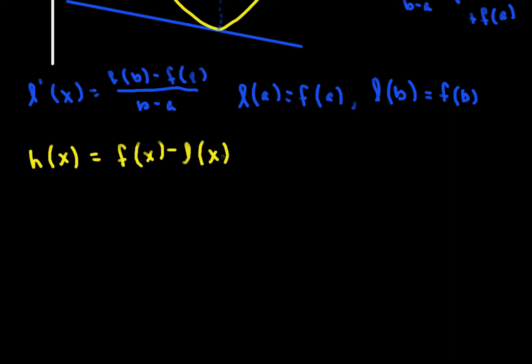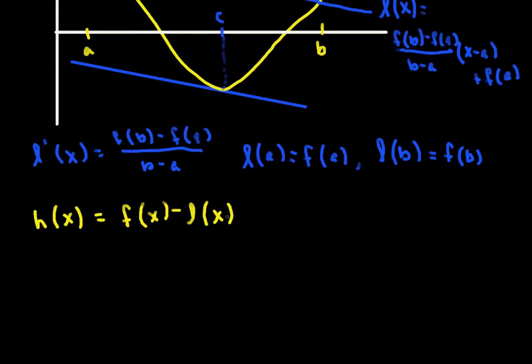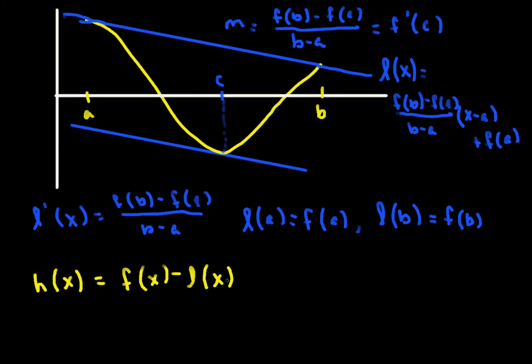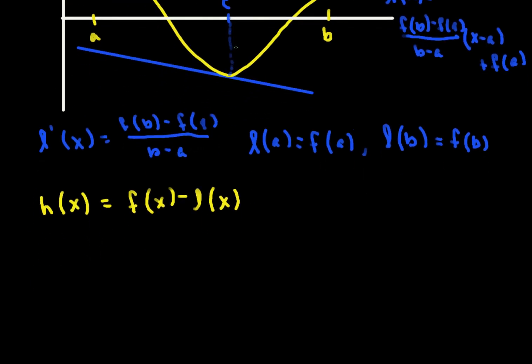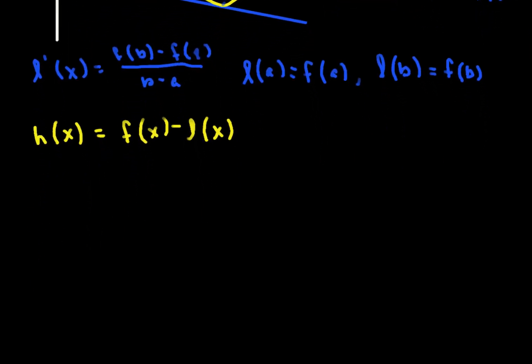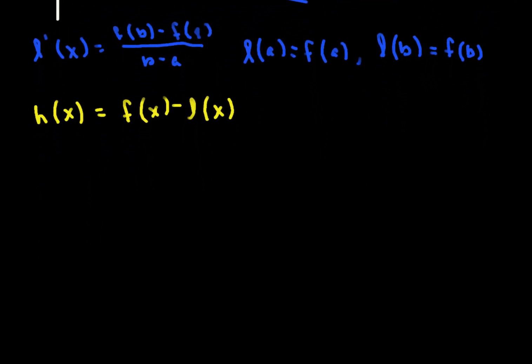And this is doing exactly what I was suggesting. If you can picture it, if I do the function f, that's this yellow curve, and I subtract it away from the blue curve, it's like rotating it a little bit so that the endpoints will be equal. And I'll show you why. So here's h of x. It's equal to this function.